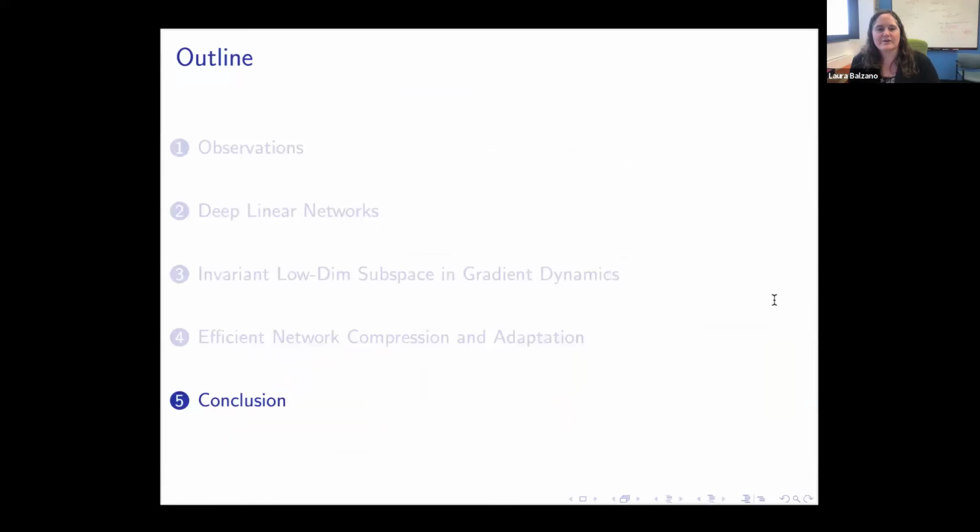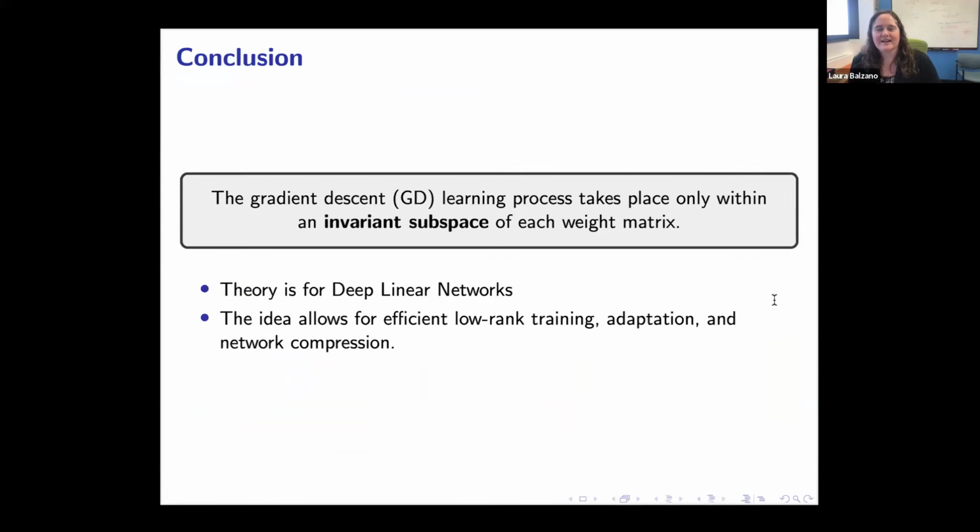So in conclusion, we see that gradient descent learning happens in an invariant subspace. We have a specific theory of that for deep linear networks, and the idea has allowed for efficient low-rank training, adaptation, and network compression in both linear networks and as sub-pieces of nonlinear networks.